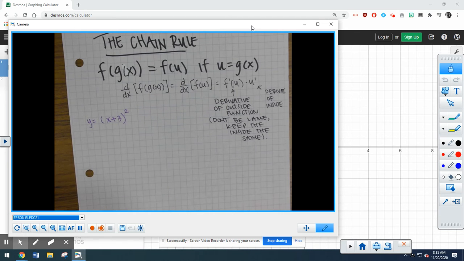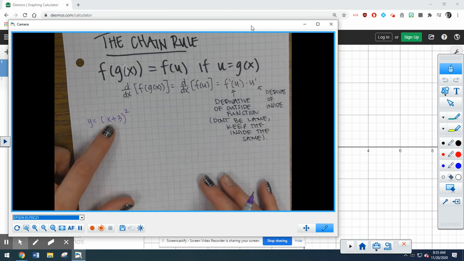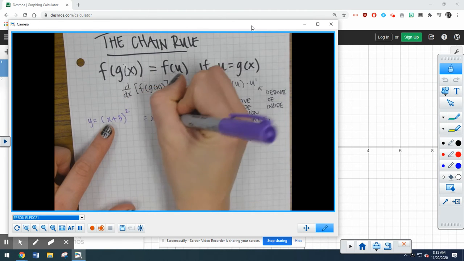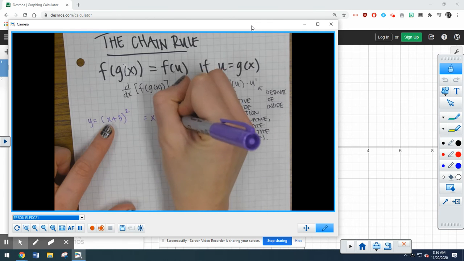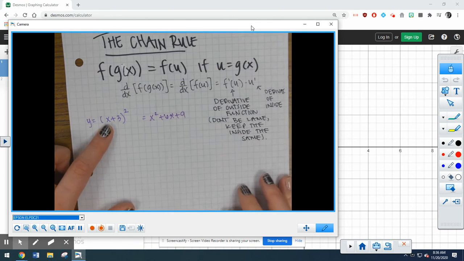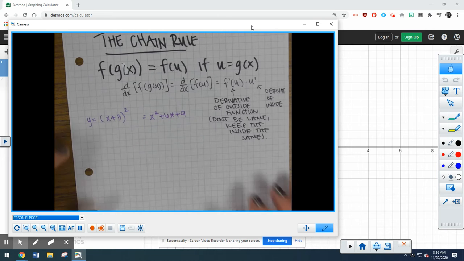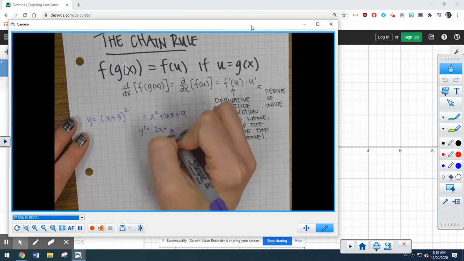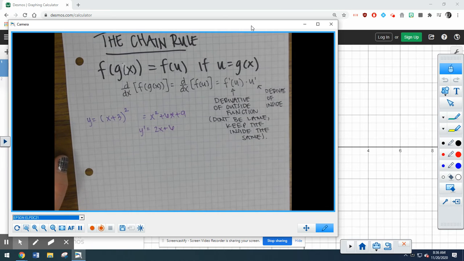Now, this particular function, what we could do is we could expand this. And if we expanded this, this is the same thing as x squared plus 6x plus 9. And then we could take the derivative of that. And that's pretty simple, right? So this would be 2x plus 6. That is one way to find this derivative.